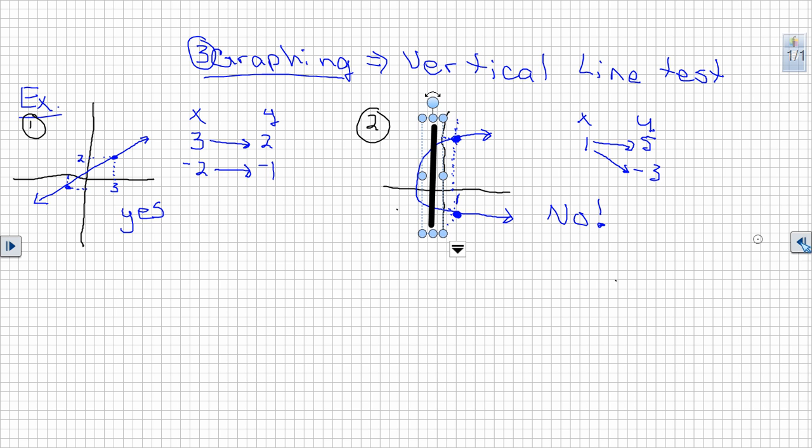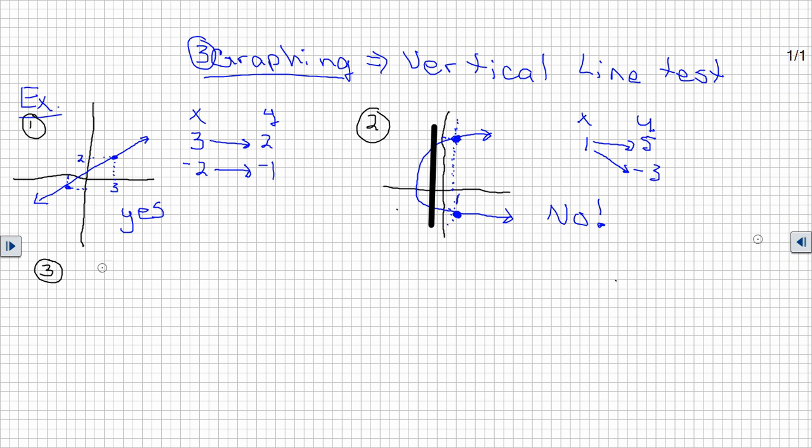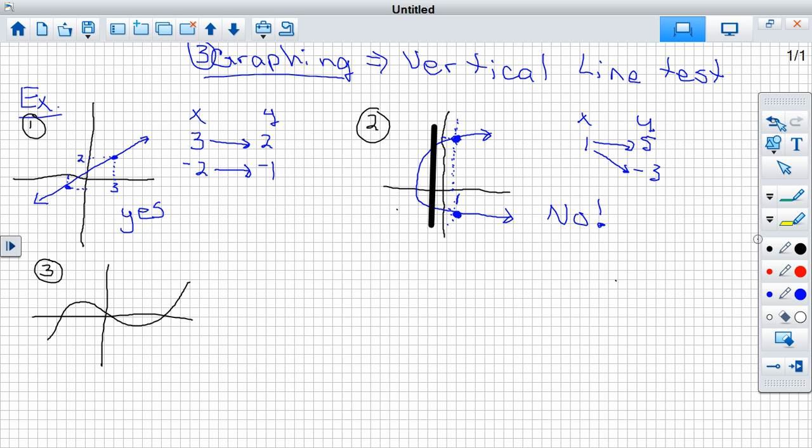So the vertical line test is when you have 2 parts of your graph that touch the vertical line at the same time. That's a no, not a function, because that signifies this x has 2 y's. So let's do some more. Let's do example 3. It's really ugly, I'm sorry. Alright, so let's say this is my graph. I'm going to do that in a different color so you have something to compare.